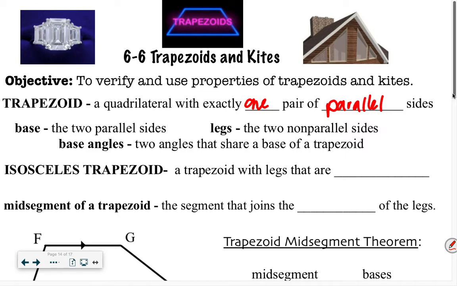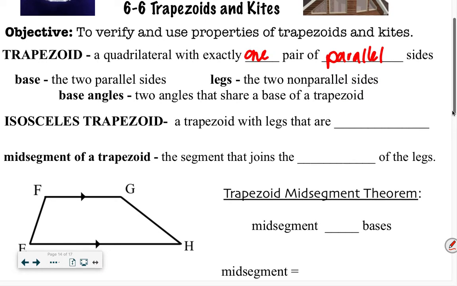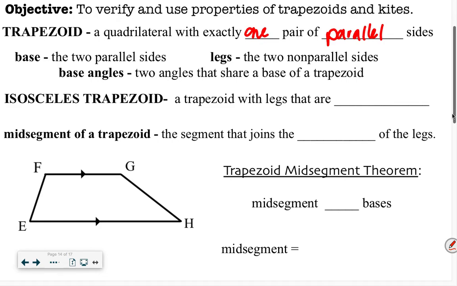I'm looking at this EFGH trapezoid. My bases are the two parallel sides. One of those sides, I would say, is FG. What's the other base?